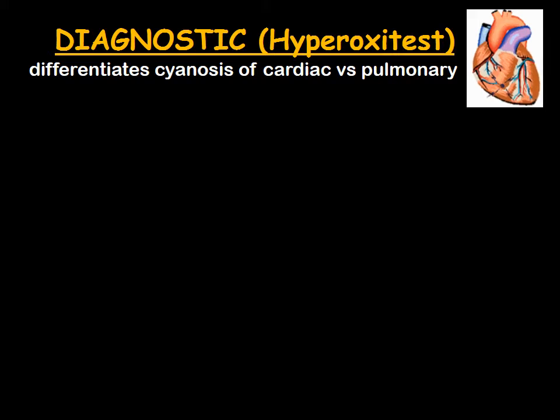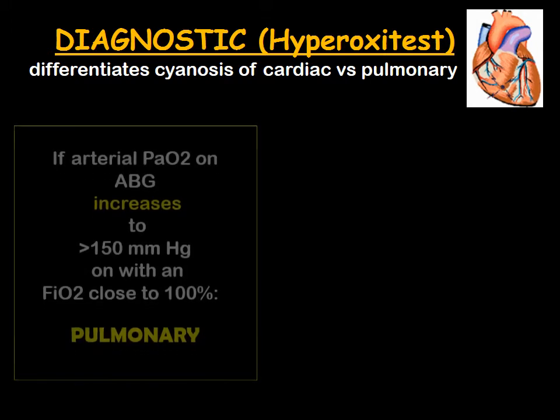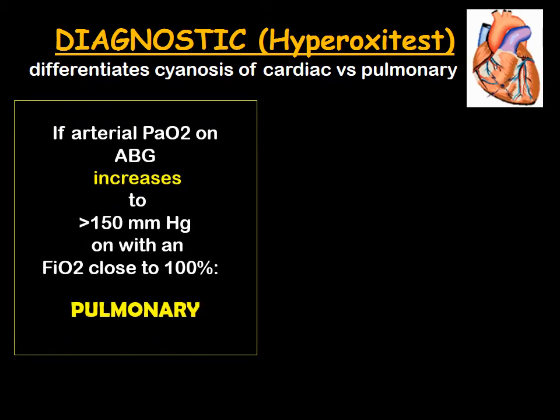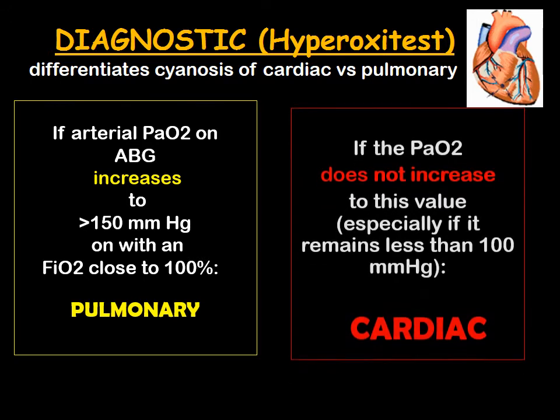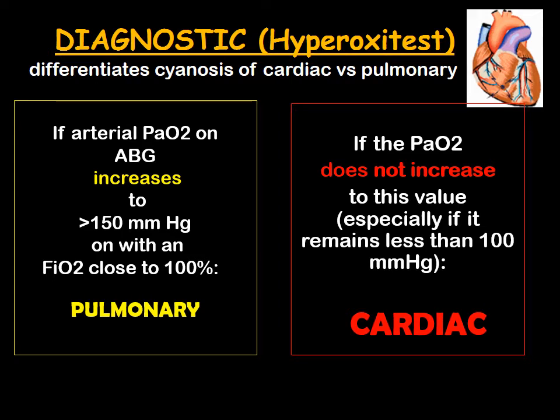A diagnostic test that can be done in patients with cyanosis is the hyperoxia test. It differentiates cyanosis of cardiac origin versus pulmonary. If the arterial PaO2 on ABG increases to 150 mmHg, it can be pulmonary in origin. But if the PaO2 does not increase beyond this value, staying less than 100 mmHg, it is cardiac in origin.